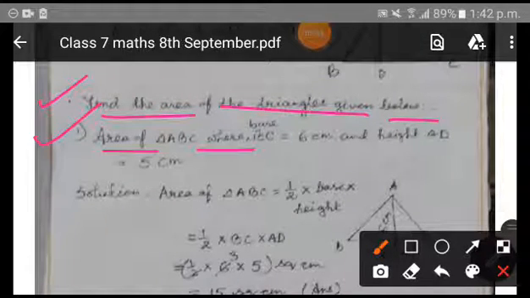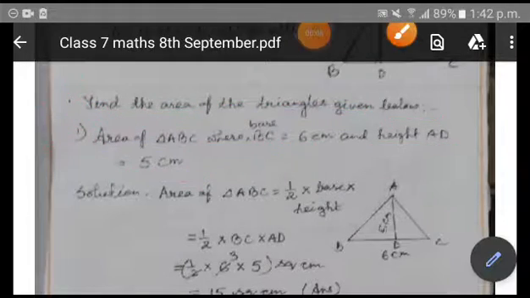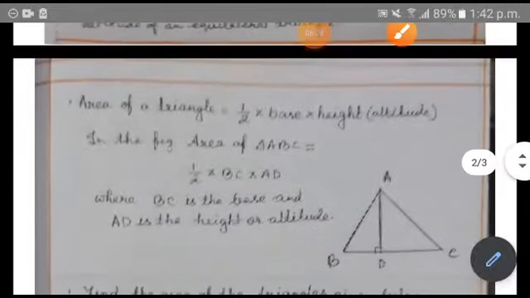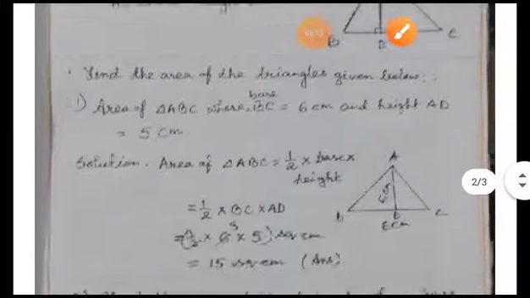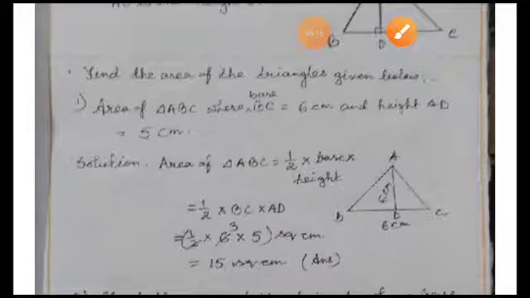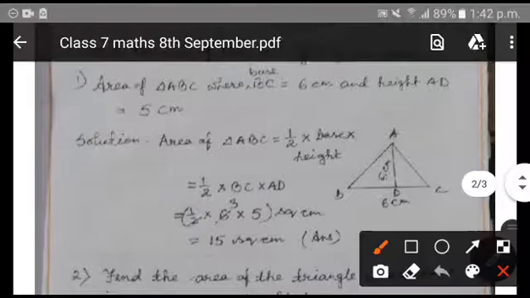Area of triangle ABC where BC equals 6 cm and height AD is 5 cm. So both the base and height of the triangle are given and you need to calculate the area. Very simple. We are going to use this particular formula. Just now I have taught that area of the triangle is half base height, that means half into base into height. So simply you are going to put the values of base and height.